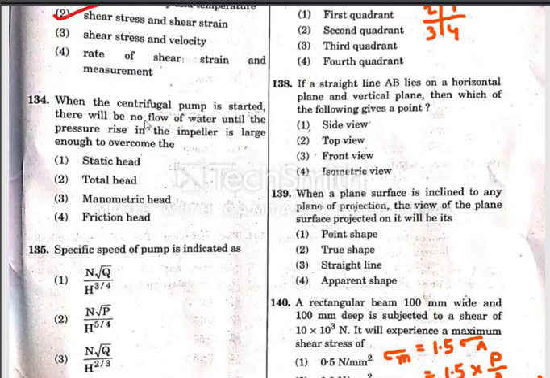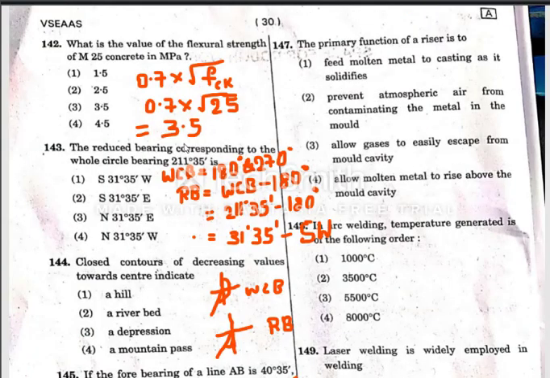What is the value of the flexural strength of M25 concrete in MPa? We have a formula to calculate flexural strength of concrete, and the formula is 0.7 into root of fck. Here fck is the characteristic strength of concrete, that is 25. That is equal to 0.7 into root of 25, which gives a value of 3.5.